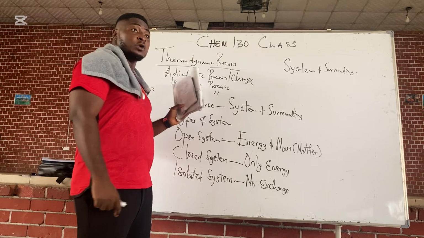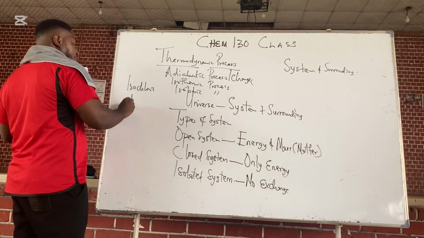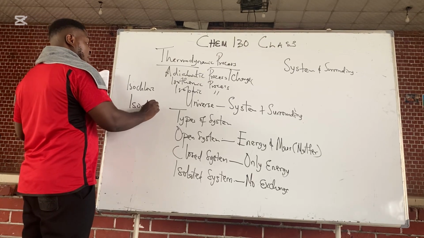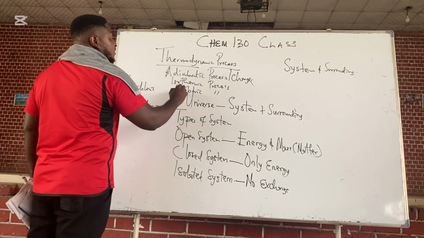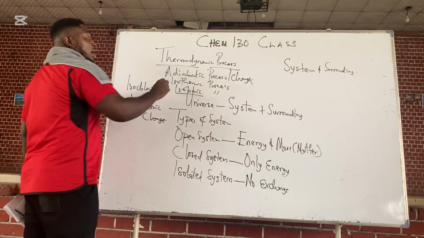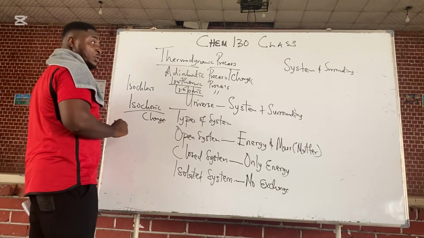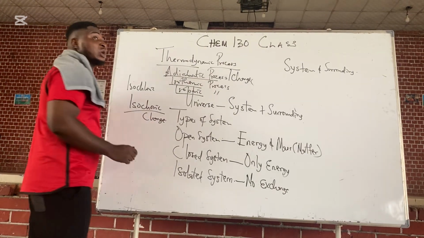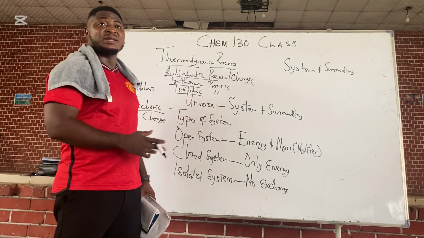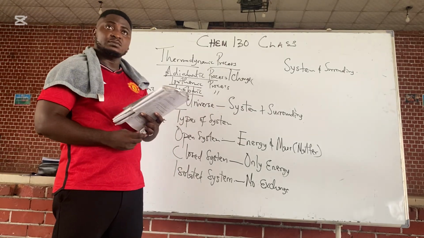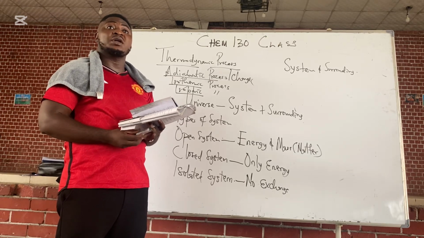Isochoric is at constant volume. So isobaric, constant pressure, right? Isothermic, constant temperature. Isochoric, constant volume. Adiabatic process, one that occurs in an insulated condition where there is no heat exchange between the system and the surrounding.